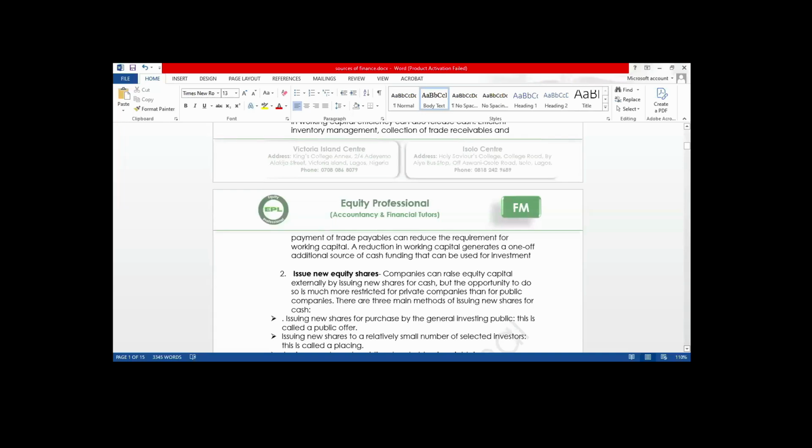So we have explained retained earnings under equity financing. We have explained efficiency in working capital management. Number 3, issue of new shares.